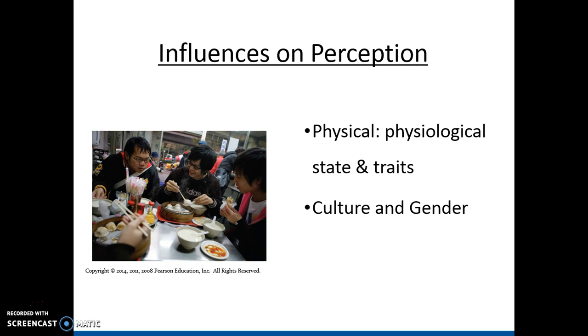Sometimes the physiological traits influence our perception. So I know that for me, I have pretty bad vision. If I take my contacts out, or if I'm wearing glasses, if I take my glasses off, it's really hard for me to see. Things get blurry. I can't perceive things as accurately as when I have corrective lenses on.